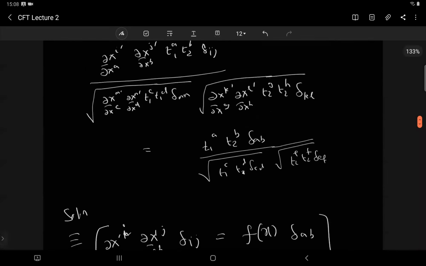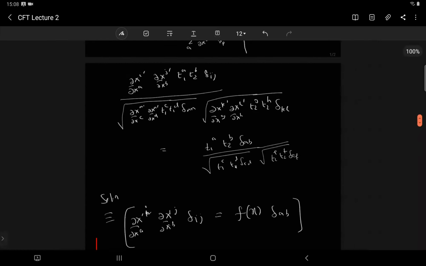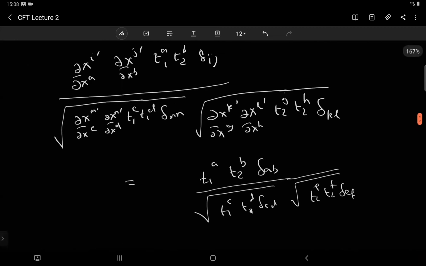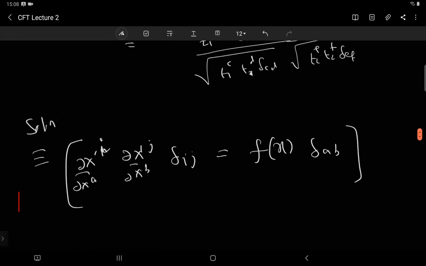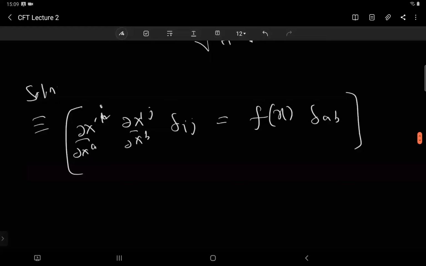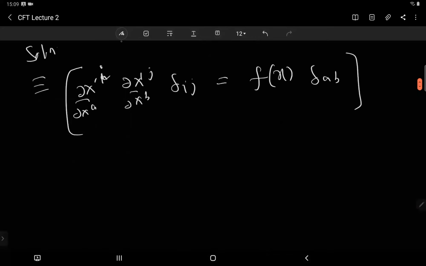I hope this is clear, that this has to be the solution to this equation, because the numerator has to be t1a t2b delta ab, so it has to be some function times delta ab, and the function can cancel from the numerator and the denominator. If it's not clear, you can ask me, but this should be the solution, where f of x is any function of x. Since we are evaluating at xp, this f of x will be f of xp actually.